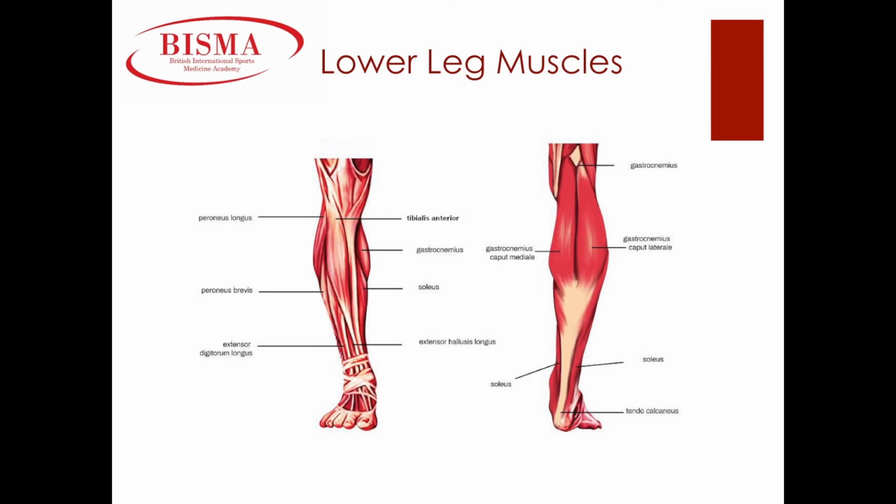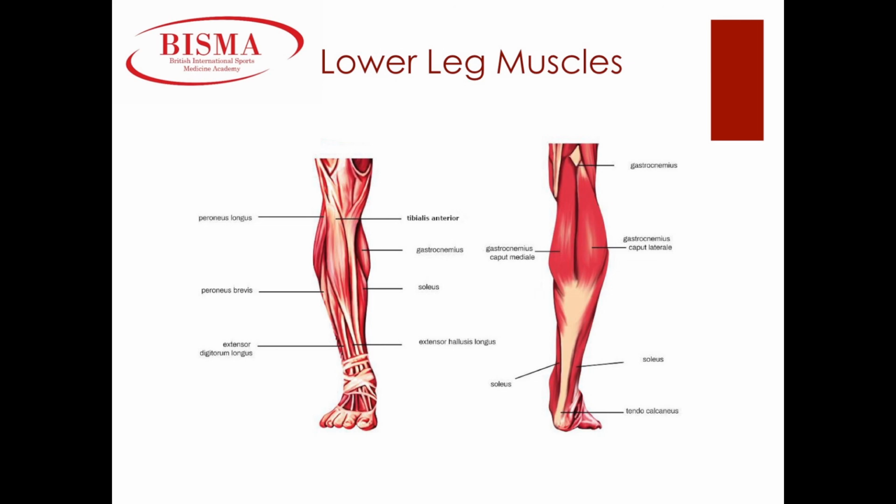Lower leg muscles. The tibialis anterior originates on the tibia bone as well as the interosseous membrane. It inserts on the medial cuneiform bone or tarsal bone as well as our first metatarsal. It crosses the ankle joint, and when it contracts, it causes ankle dorsiflexion as well as inversion of our subtalar joint.